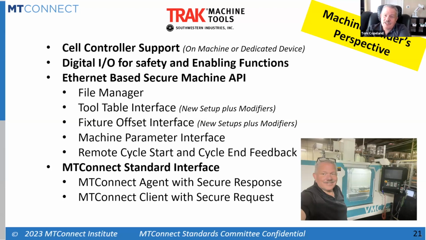And then I'm using the term secure machine API. Security is a big concern. But with cells, usually it's a private network. It's not a network that's scattered around that needs access for everybody in the company, just in that cell. So it's a little easier to secure these things. And we just need an MTConnect agent with secure response and an MTConnect client with secure response.